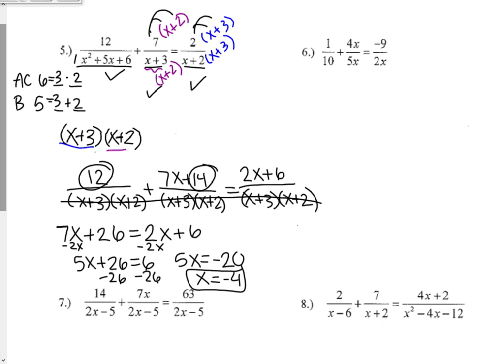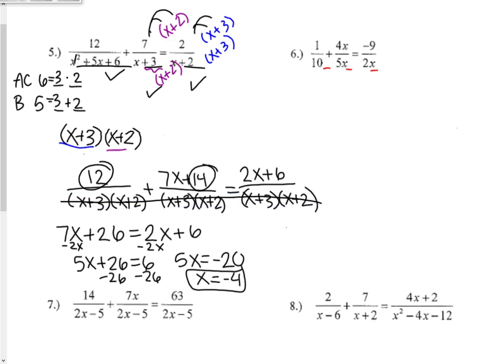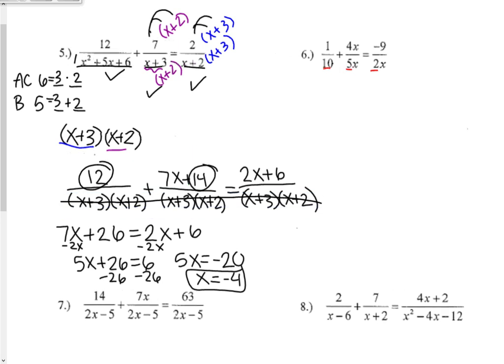Okay, number 6 is another one. We don't have that addition and subtraction, so I'm not going to factor. I'm just going to go straight to trying to make them look alike. So in my denominator, looking at my numbers, I have 10, 5, and 2. Between 10, 5, and 2, my least common denominator for those would be 10. So I'm going to multiply everything so that it looks like 10.